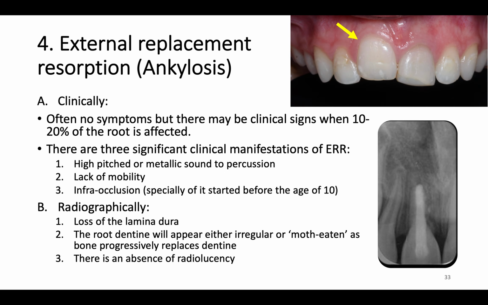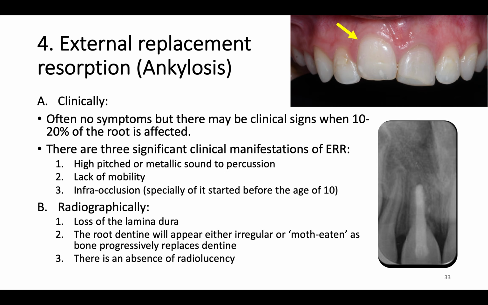The tooth will lack mobility, so if you try to move the tooth, it will be completely immobile. The tooth may start to look shorter than the other teeth, so there's infraocclusion, especially if the ankylosis occurred in a young patient. If you do the percussion test, you will hear a high-pitched metallic sound.